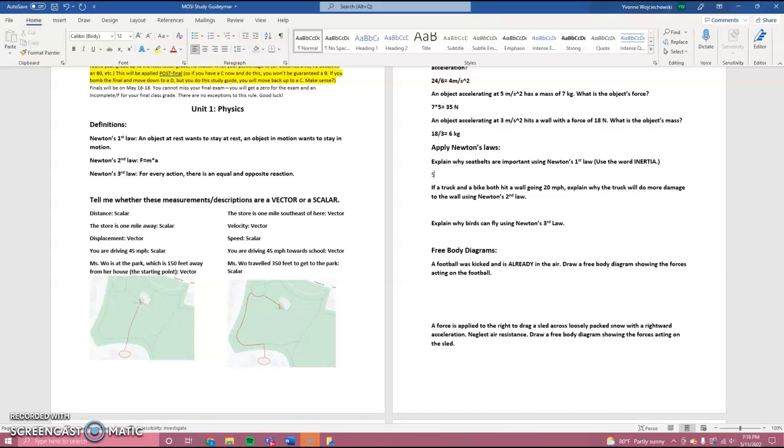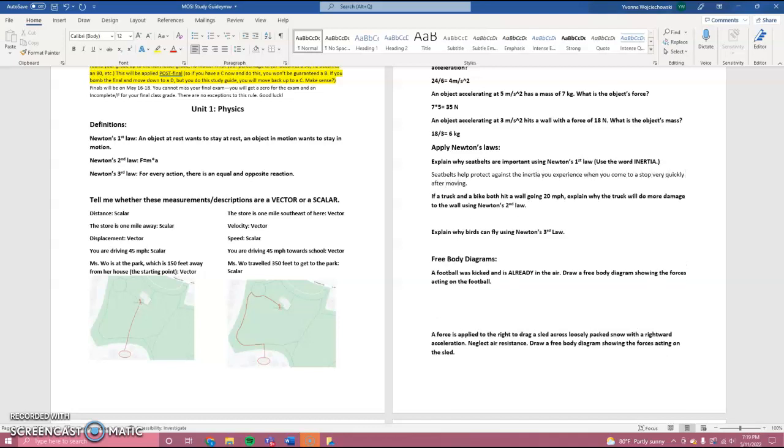So, seatbelts help protect against the inertia you experience when you come to a stop very quickly after moving. Long story short, you will continue moving and you will go through the windshield and die. And that's why seatbelts are important. They stop you from experiencing that inertia. They stop you from going forward.